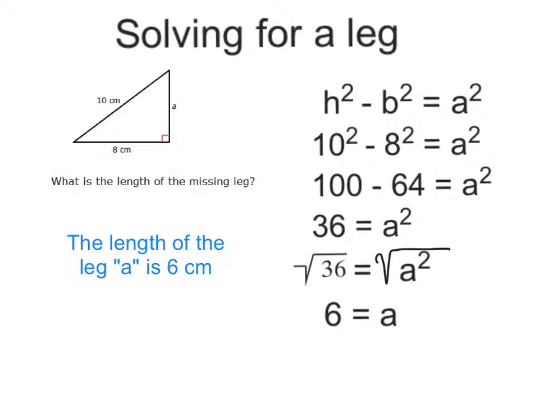To find the side length A, we have to perform the inverse operation of squaring, which is finding the square root. And if we find the square root of the right-hand side, we need to find the square root of the left-hand side to keep the equation balanced. So the square root of a squared is a, square root of 36 is 6. So the length of the leg A is 6 centimeters.